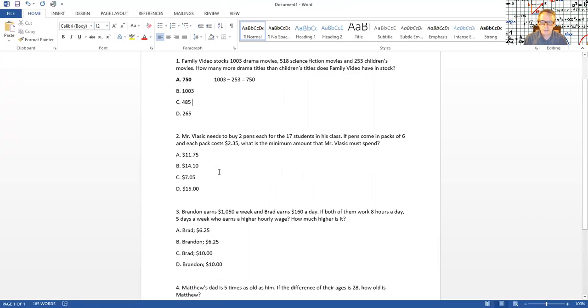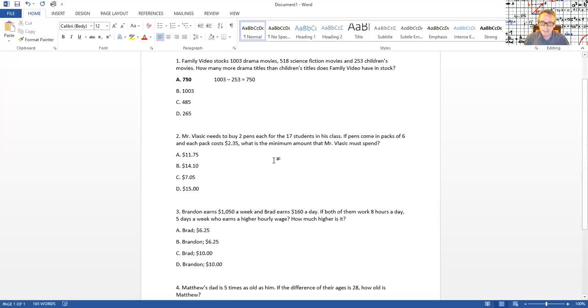Let's look at the next one. Mr. Vlasic needs to buy 2 pens each for the 17 students in his class. If pens come in packs of 6 and each pack costs $2.35, what is the minimum amount that Mr. Vlasic must spend? Now, this one's a little more complicated. And that buzzing sound you hear is my computer crying out that it's overheating. I'll deal with that later. Hopefully I can finish this video before it burns up.